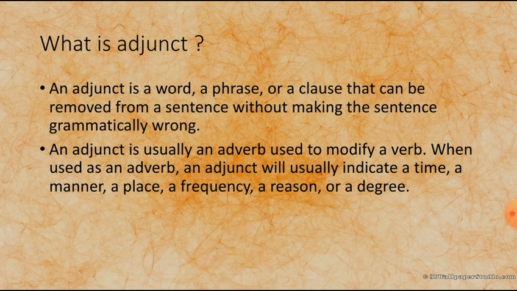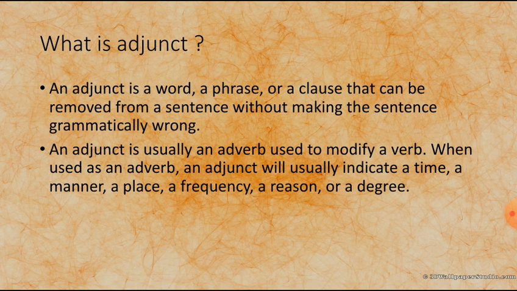It's about what is an adjunct. So actually all other elements in a basic clause which are not subjects, verbs, objects, or complements, we call adjuncts. This is a word, a phrase, or a clause that can be removed from a sentence without making the sentence grammatically wrong. So if an adjunct is removed from a sentence, the sentence will still be grammatically correct.